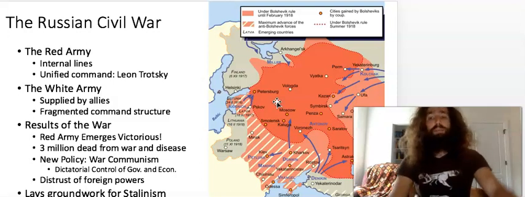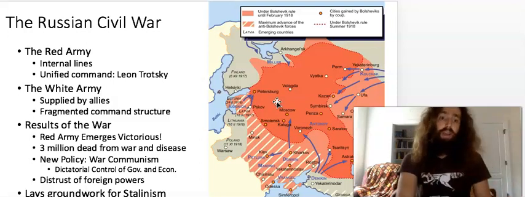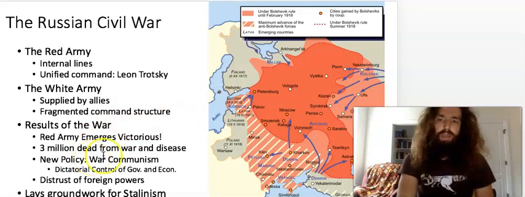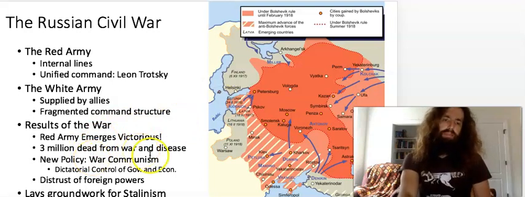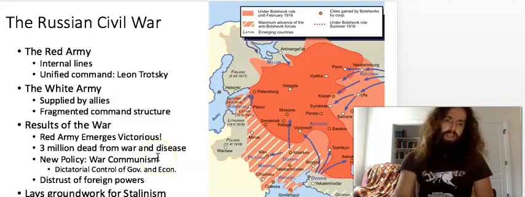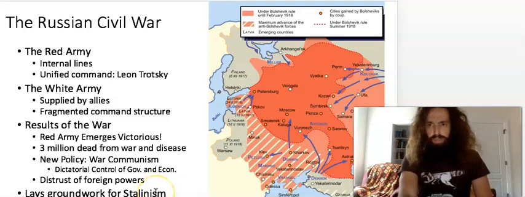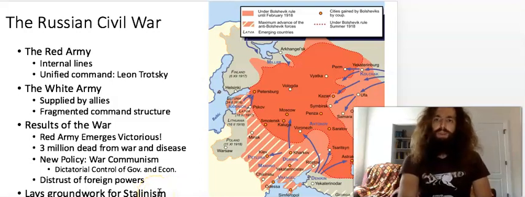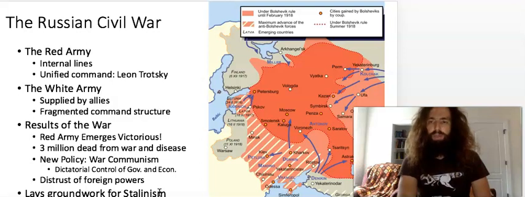So that is one of the important consequences of the Russian Civil War. This is known as war communism, and it is a major problem for the Soviet Union. And in many ways, it's going to lay the groundwork for Stalinism, in which you boost production by simply forcing the population to do what you need them to do, possibly at gunpoint.